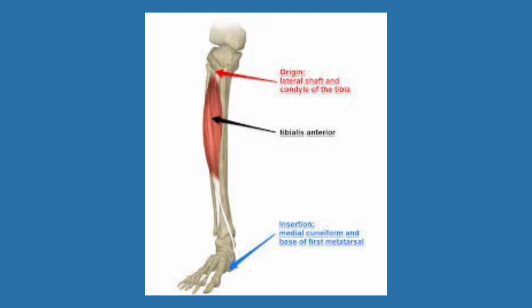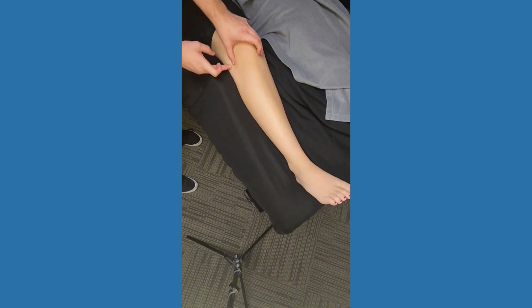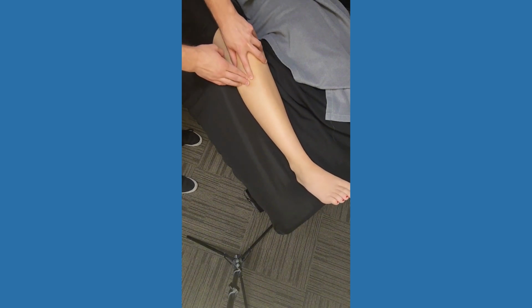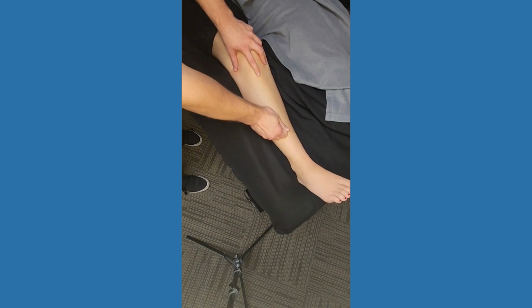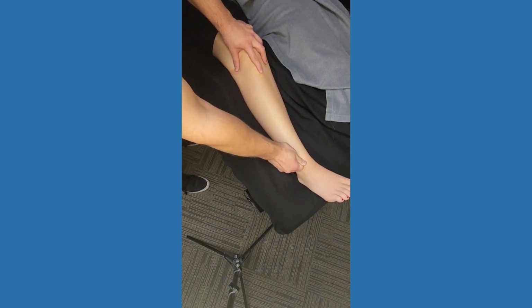Tibialis anterior is going to originate on the lateral condyle of the tibia, the proximal lateral surface of the tibia and interosseous membrane, and will insert in the medial cuneiform and base of the first metatarsal.